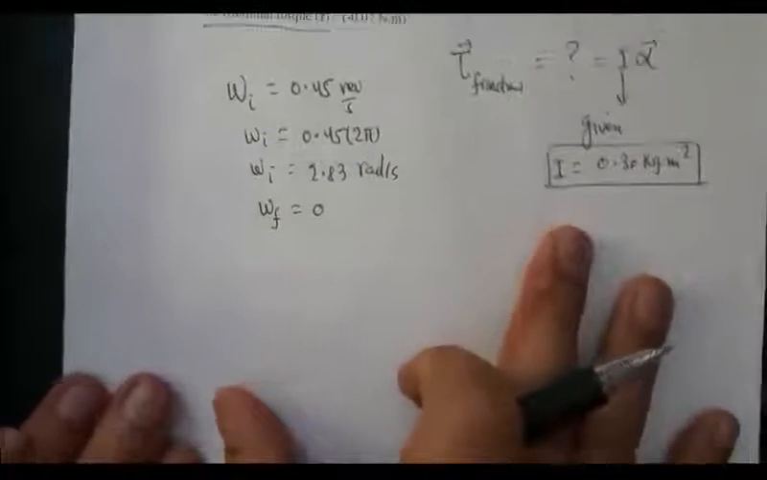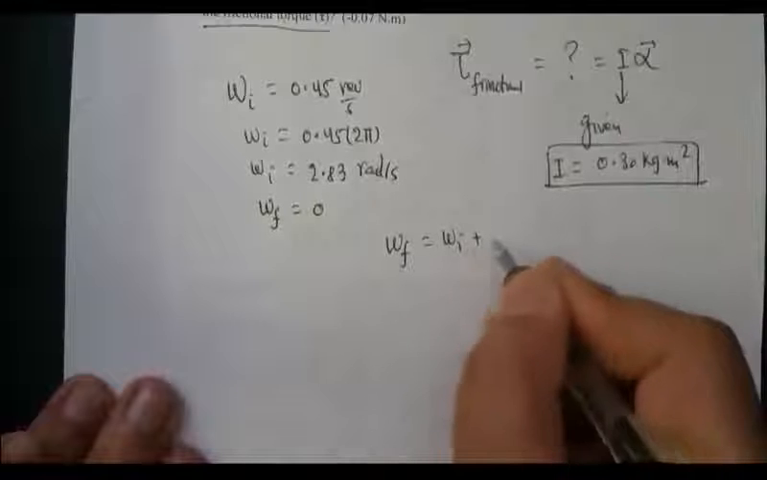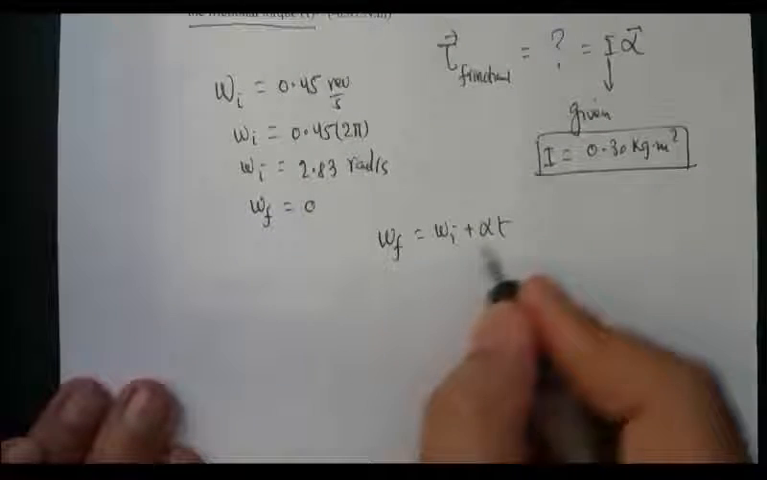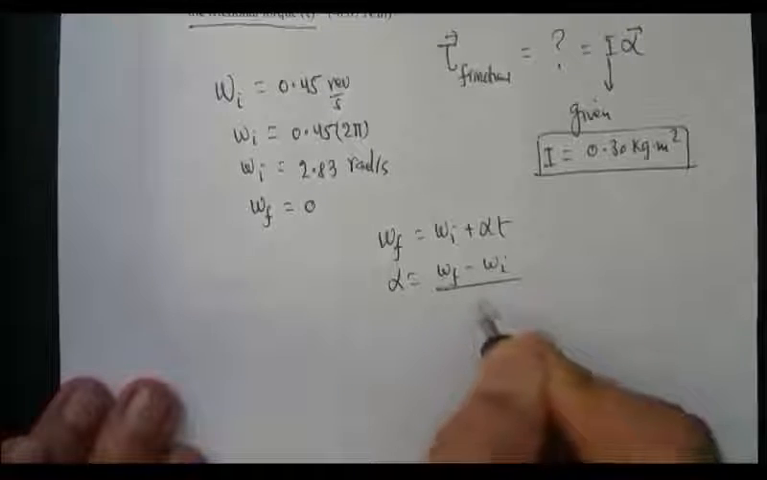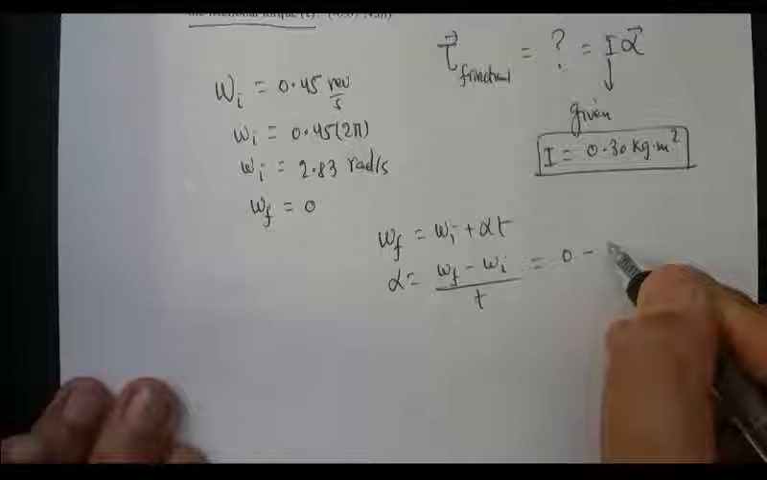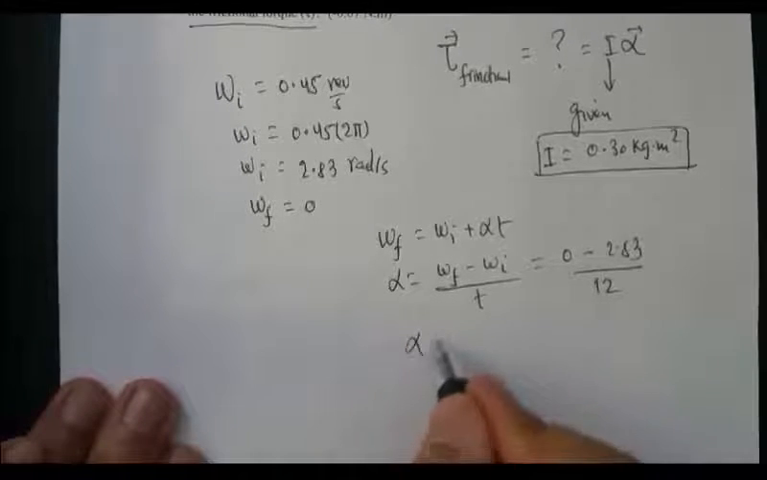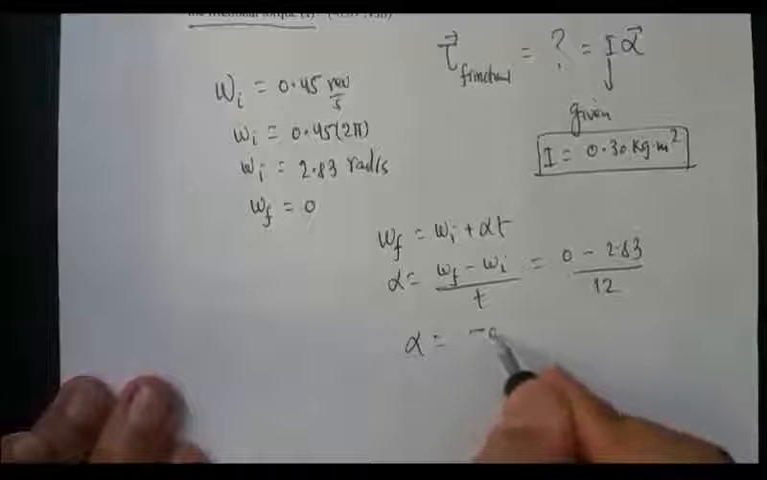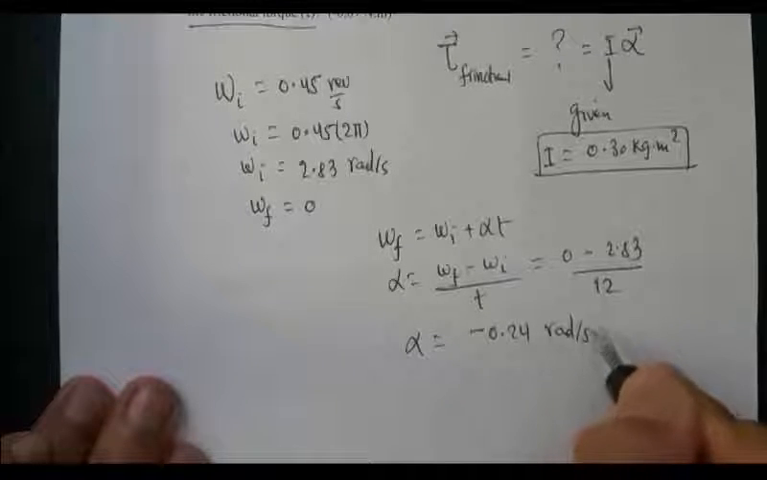Then again, using the rotational kinematics, you can solve for alpha. Alpha is omega final minus omega initial divided by time. So omega final is 0, omega initial is 2.83, and it took 12 seconds to stop. So alpha will be negative 0.24 radians per second squared.